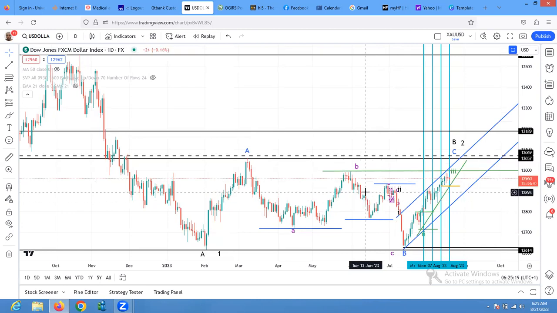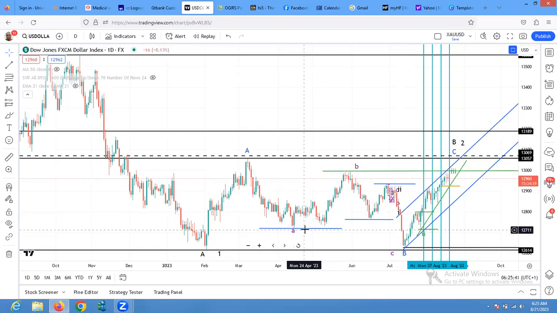So, and it will still make sense to us. Now, why that has to change is because now we're having a break of this structure that tells us that price is going to break this one. And when price breaks this one, it gives us a clearer picture of what we are seeing.